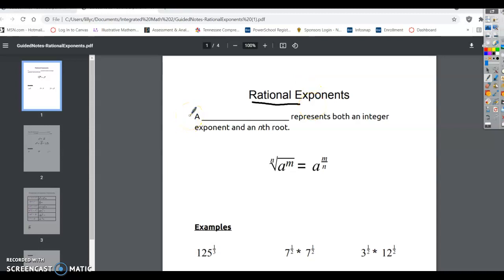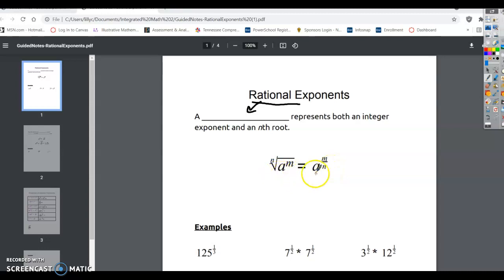So a rational exponent represents both an integer exponent and an nth root. So rational exponent goes here. Alright, so you can write this as a radical, and this is the rational number, okay, the rational exponent. So if we have nth root of a to the m power, that's going to equal a to the m over n power. So you are a to the m over n power.